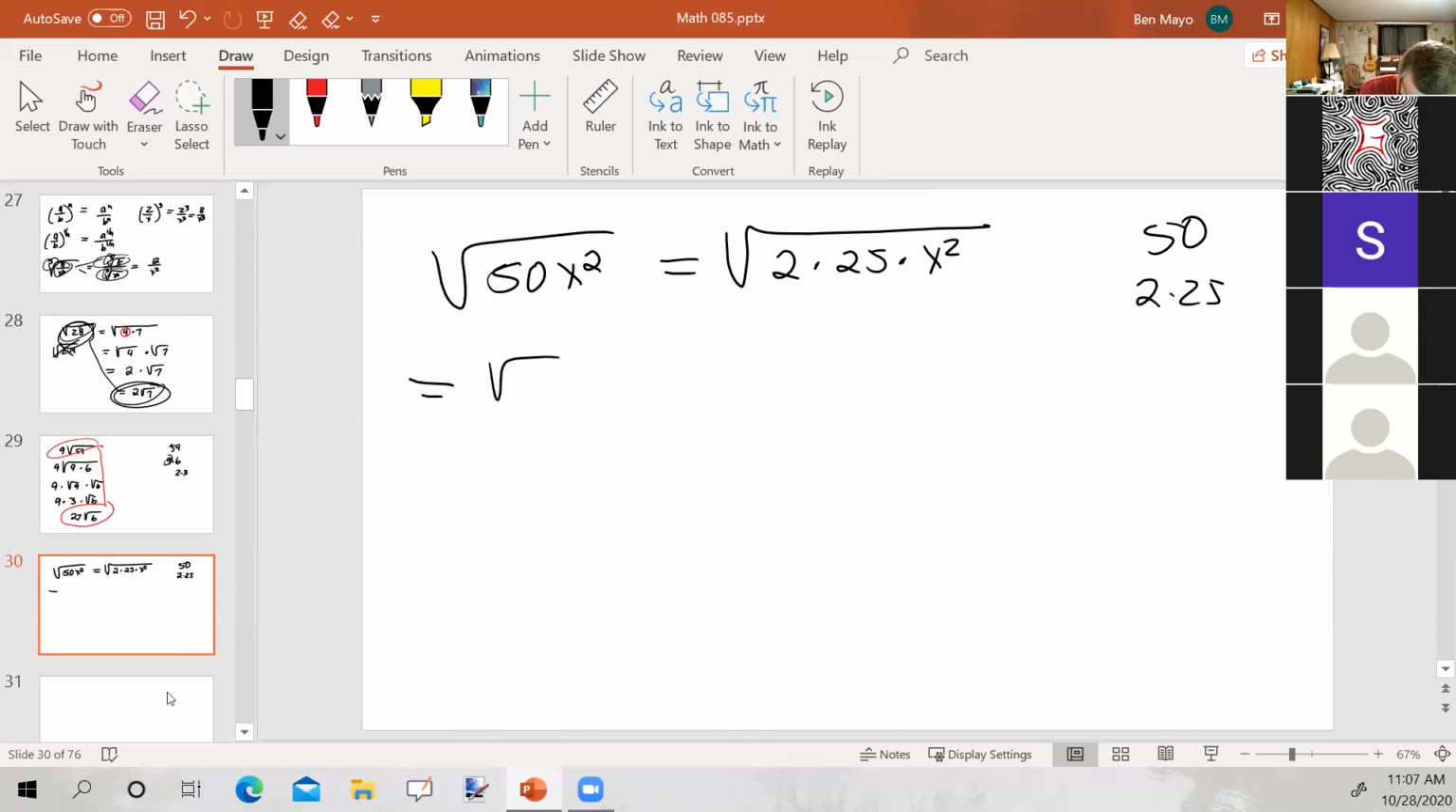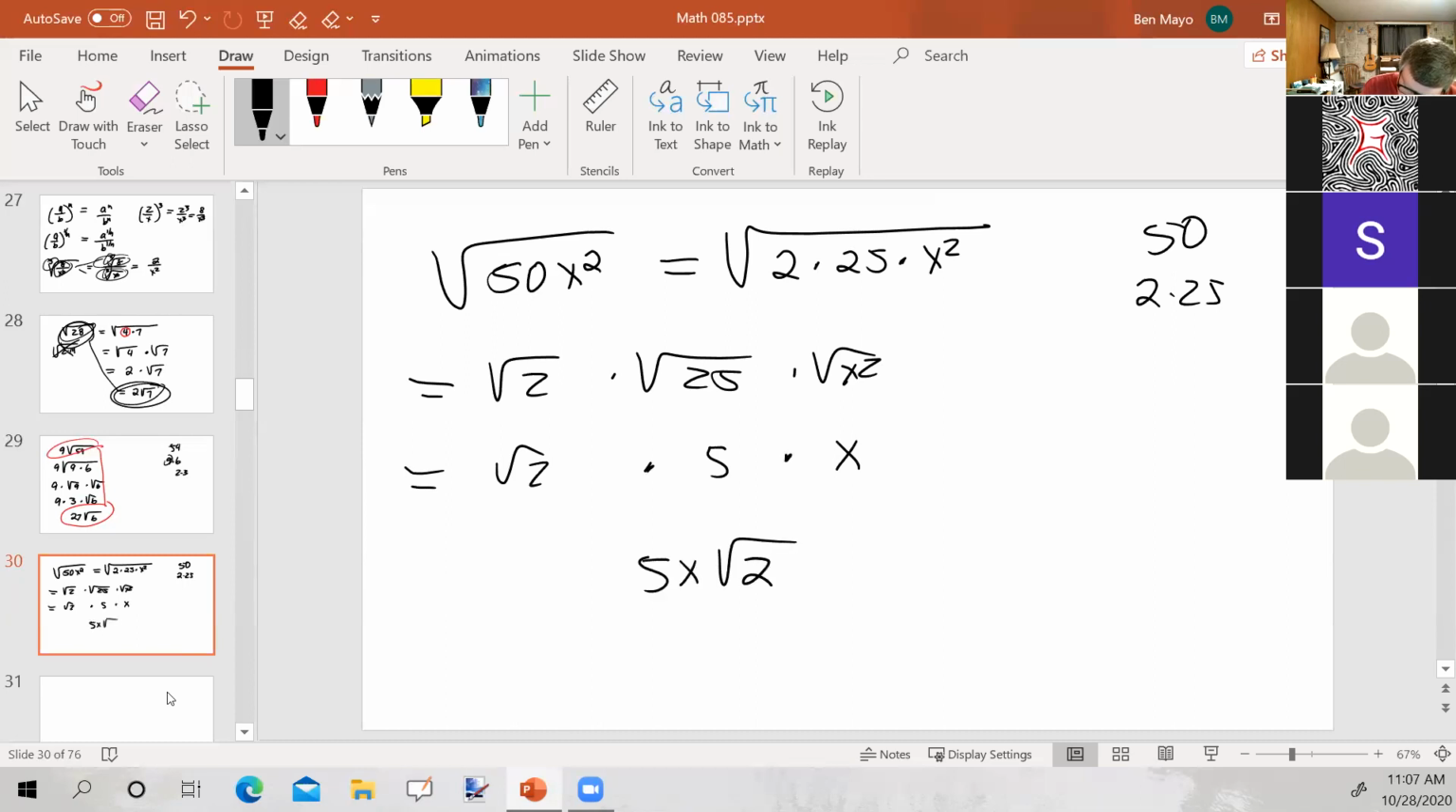Then I could split it apart and write the square root of 2 times the square root of 25 times the square root of x squared. That's not going anywhere. That's a 5. That's an x. So I get 5x square roots of 2. Notice my final answer, I put the outside stuff in front of the radical.